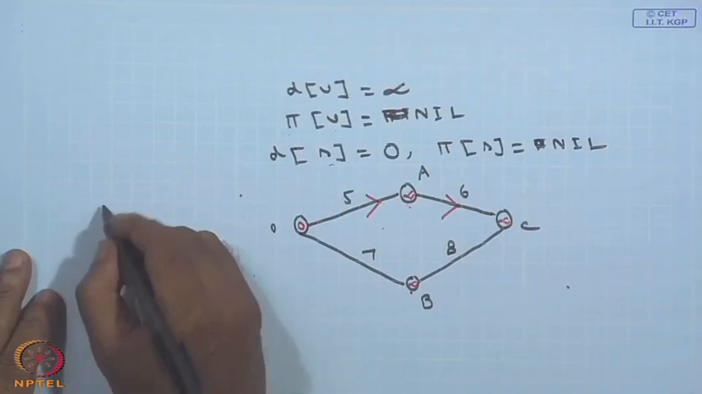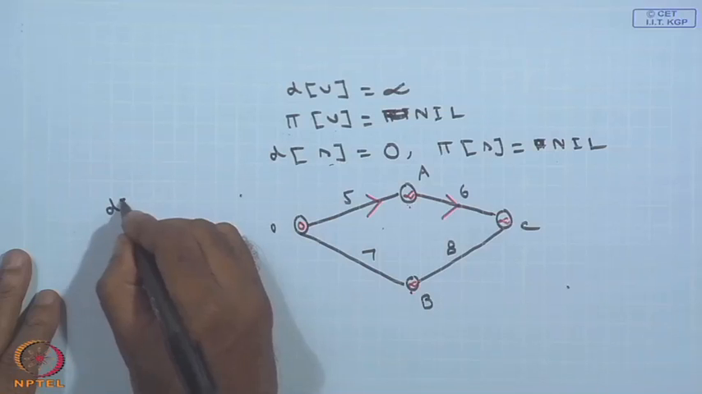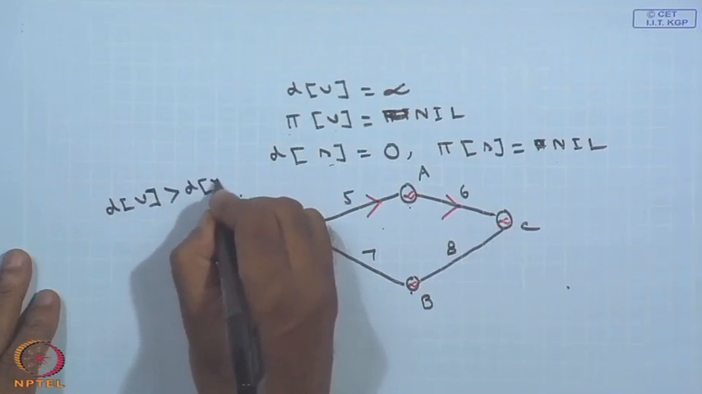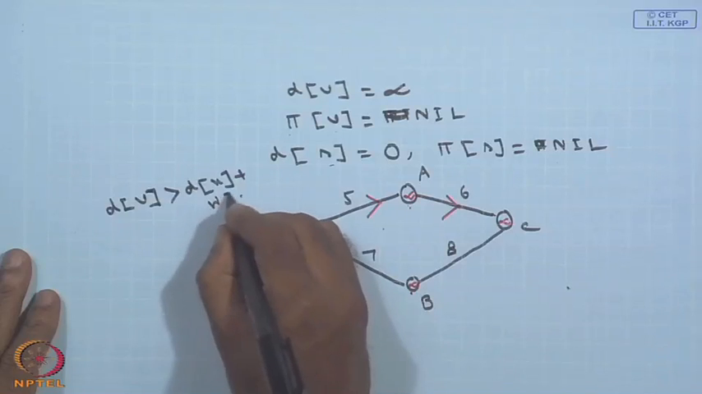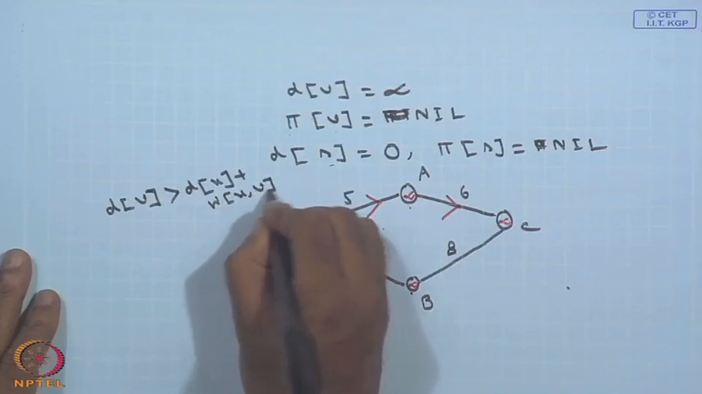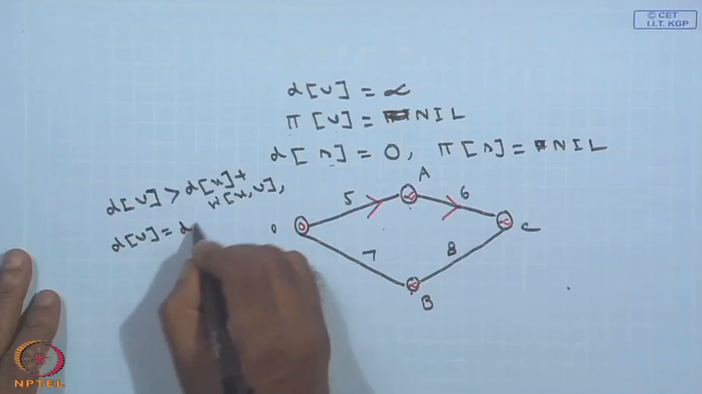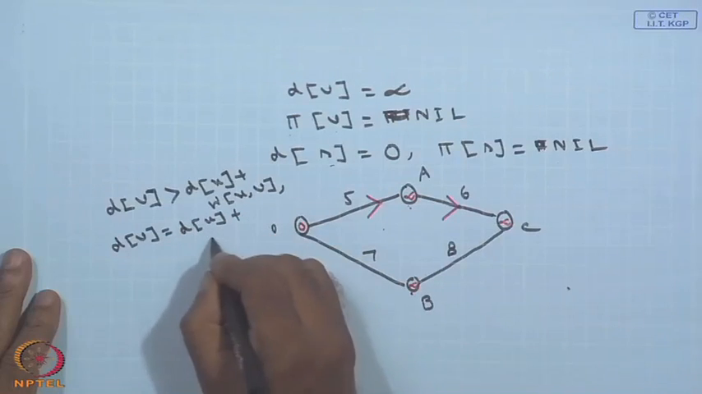So, let me just write down what I am saying, that is, if d of v is greater than d of u plus w of u v. If this is true, in that case what you will do? You will replace d of v by the smaller value d of u plus w of u v.